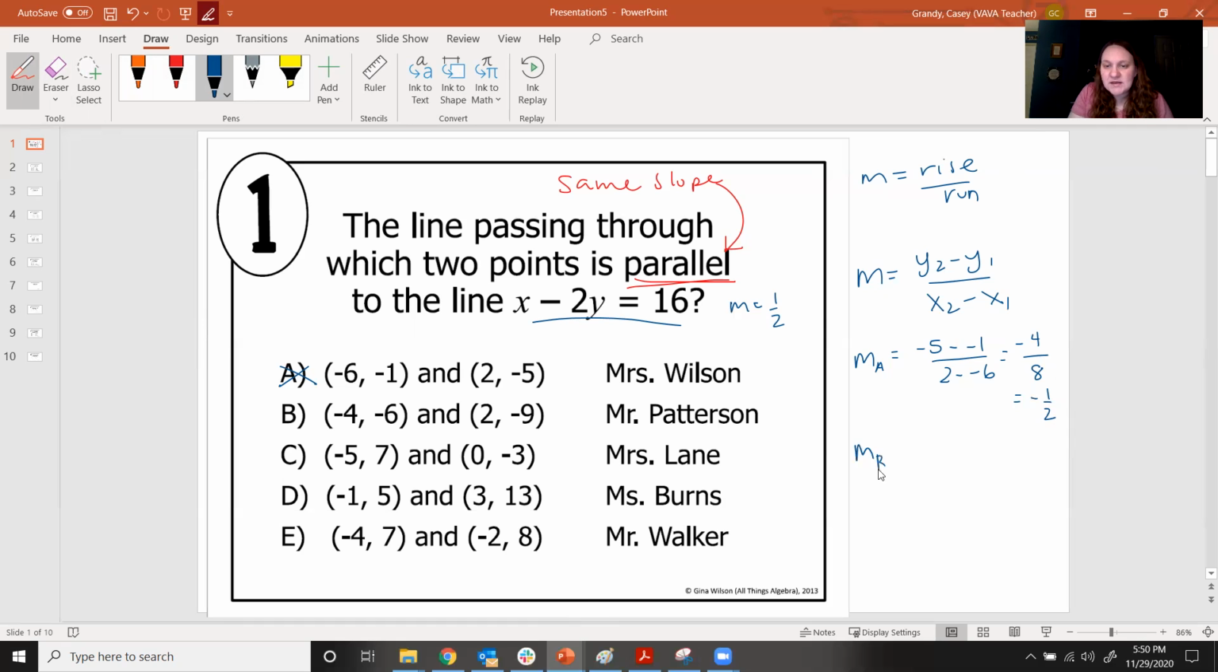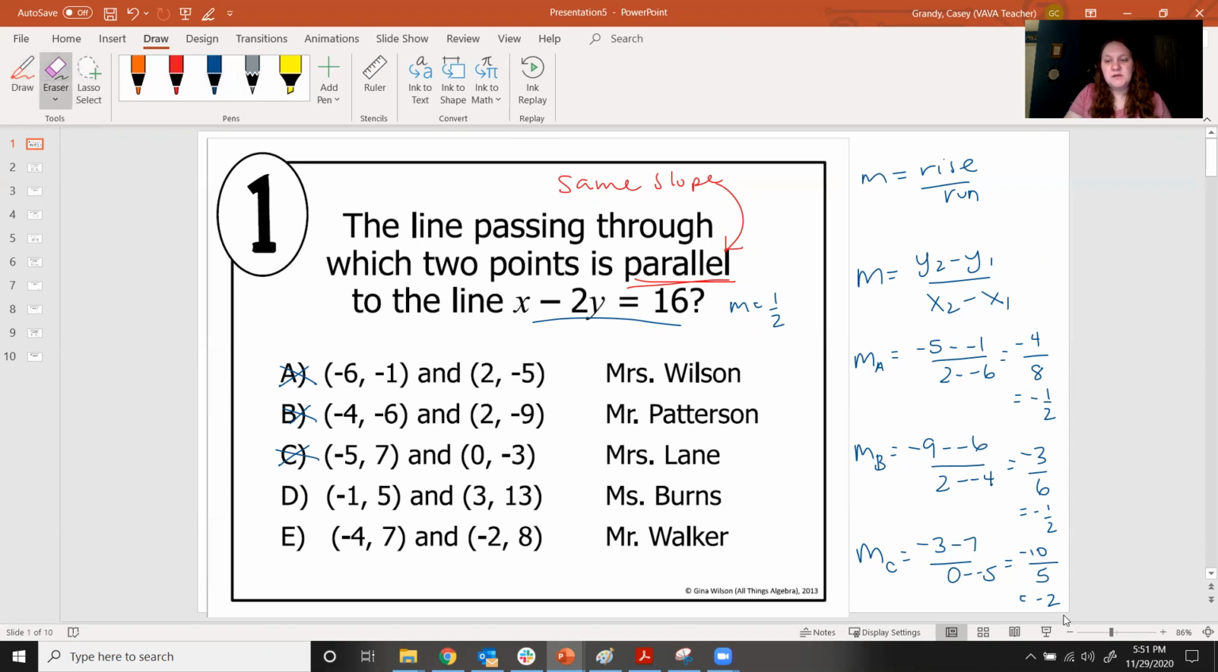So now we'll find the slope of B. Negative 9 minus negative 6 over 2 minus negative 4. Negative 9 plus 6 is negative 3, 2 plus 4 is 6, so negative 1/2. Again, not a positive 1/2, so we don't want B. Find the slope of C. Negative 3 minus 7 over 0 minus negative 5. Negative 3 minus 7 is negative 10. 0 plus 5 is 5. This is negative 2. It's not 1/2, so it's not C. So now we have to find the slope of D and E. It's got to be one of those two.